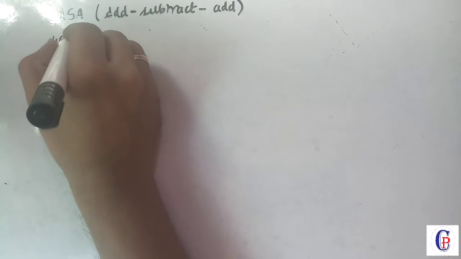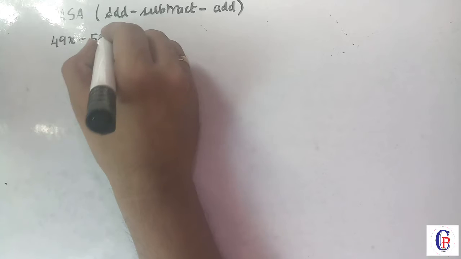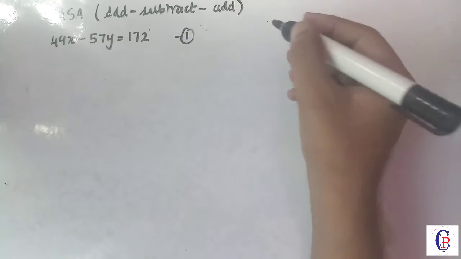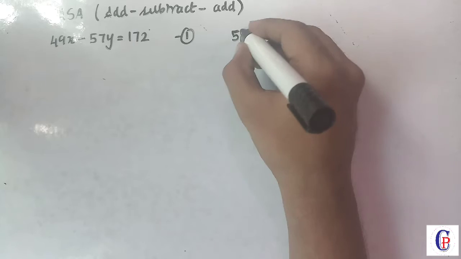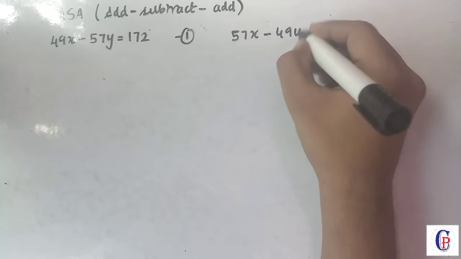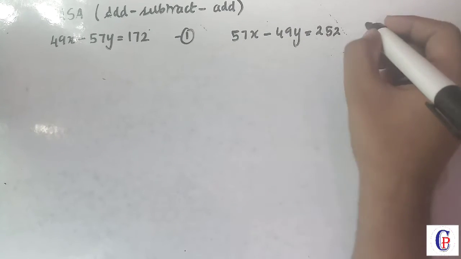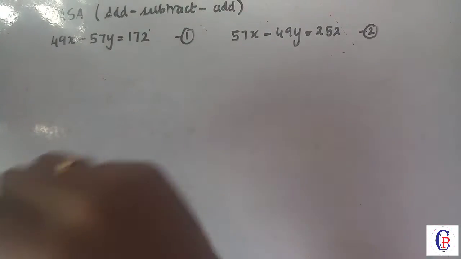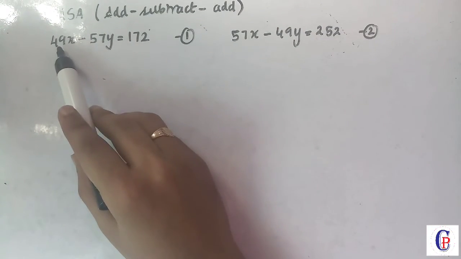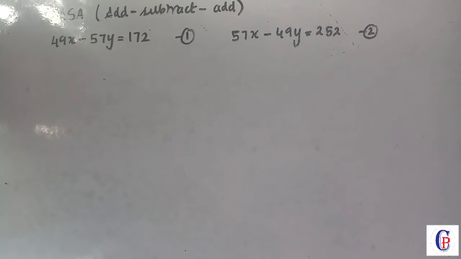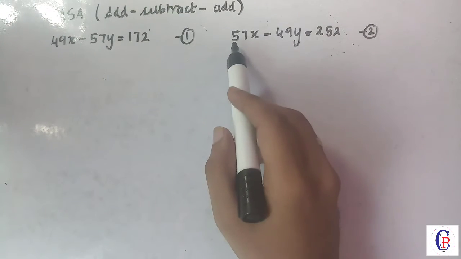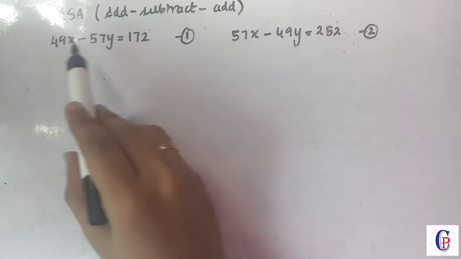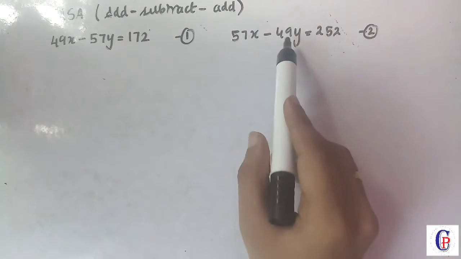So 49x minus 57y is equal to 172. Okay, this is our first equation, and we have one more equation, 57x minus 49y is equal to 252. This becomes our second equation. Now what is special about this equation? You can see here the coefficients are 49 and 57, and in the second equation we can see it is 57 and 49. So here it is 49, 57, 57, 49.